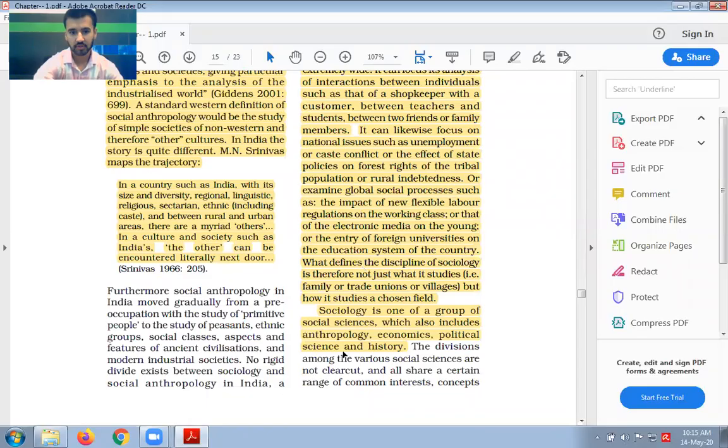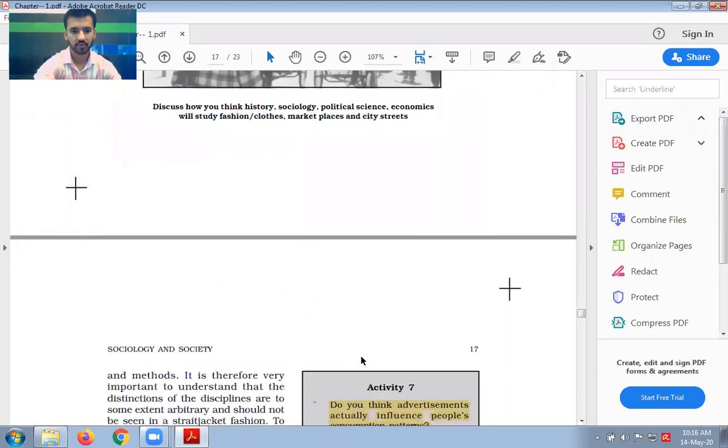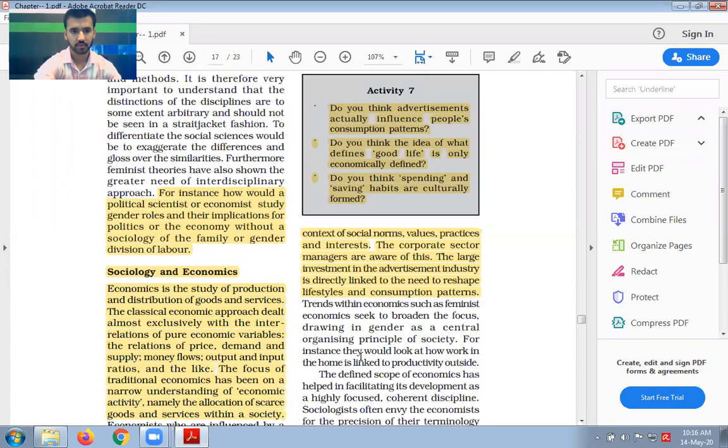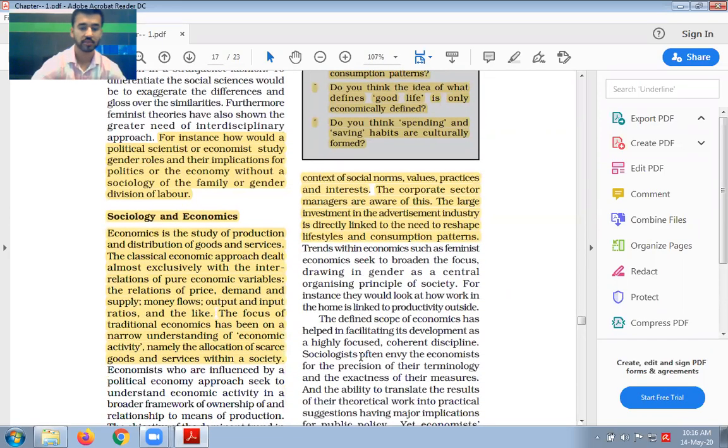So we'll straight away start with the, okay. So this is the line: sociology is one of the group of social sciences which also includes anthropology, economics, political science, and history, right? So we'll start with the number one relationship, okay, number one relationship, sociology and economics, right?